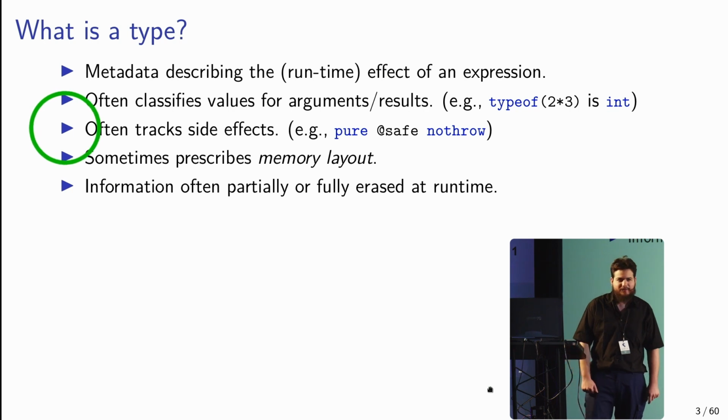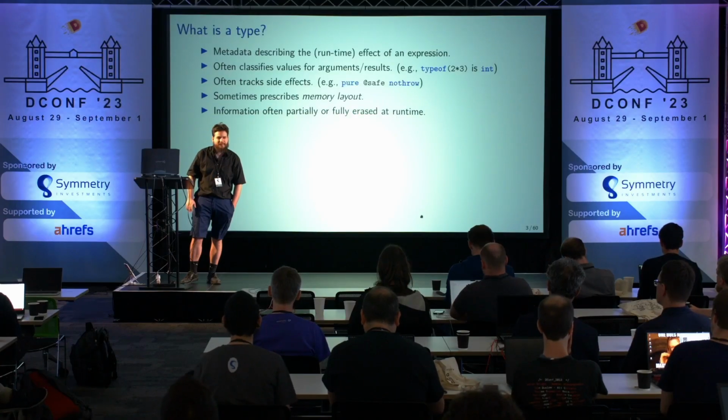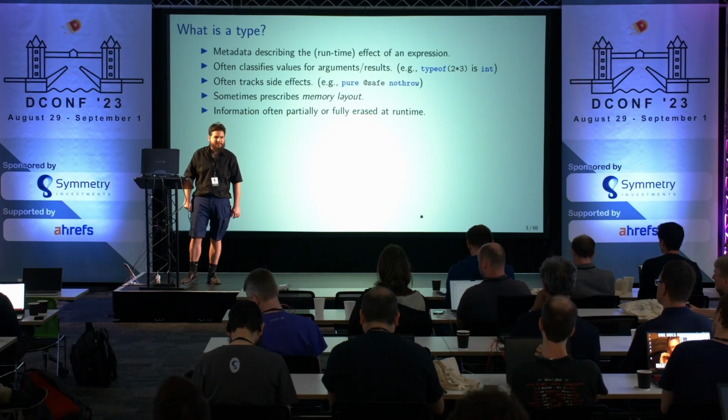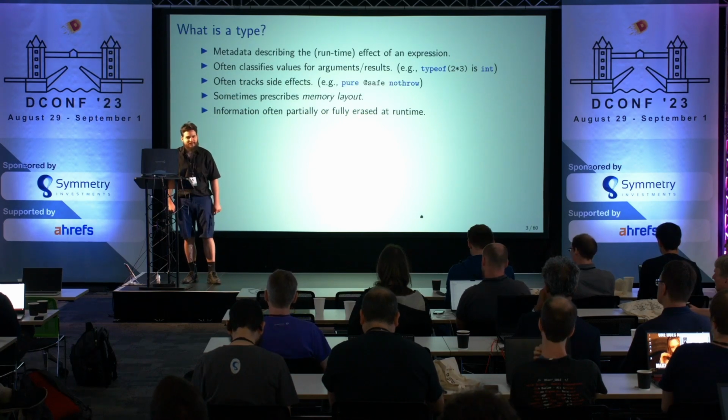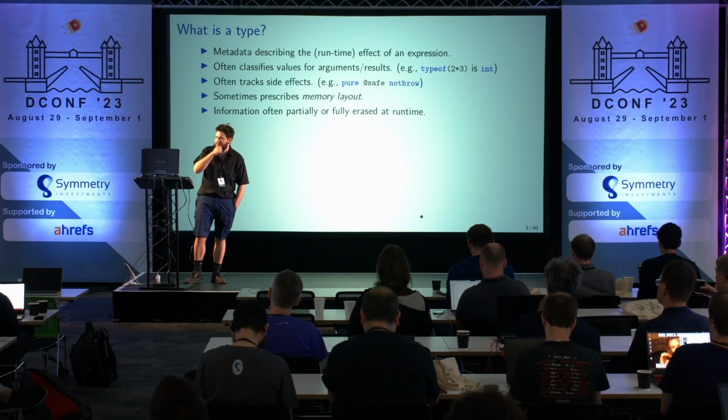Often, types also track side effects, and indeed we have all those nice attributes, like pure, safe, and nothrow. There's also nogc. Sometimes types prescribe a memory layout, which is the case in D. It's not always the case. So sometimes types just tell you what to expect. They don't tell you how to represent it, and the runtime system can actually choose this for you. So indeed, this is not the case in D, which means you get control, but the compiler gets less flexibility. You have to do the optimizations yourself.